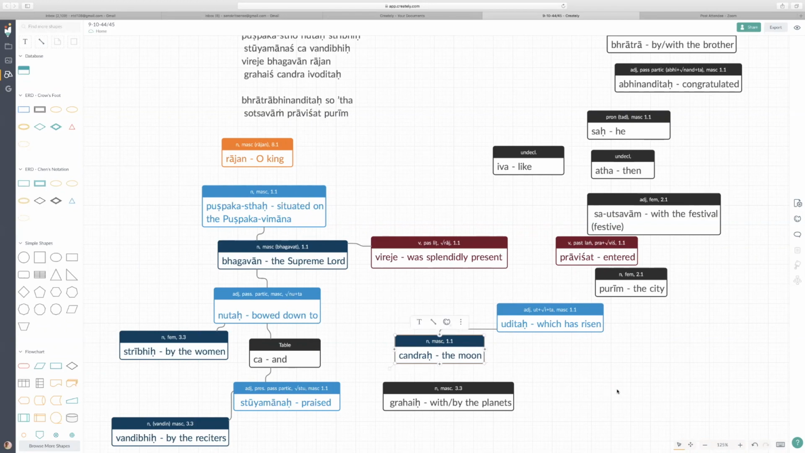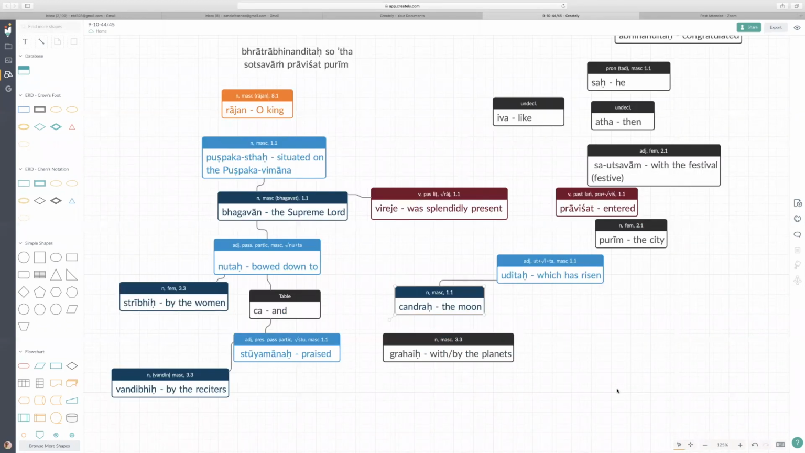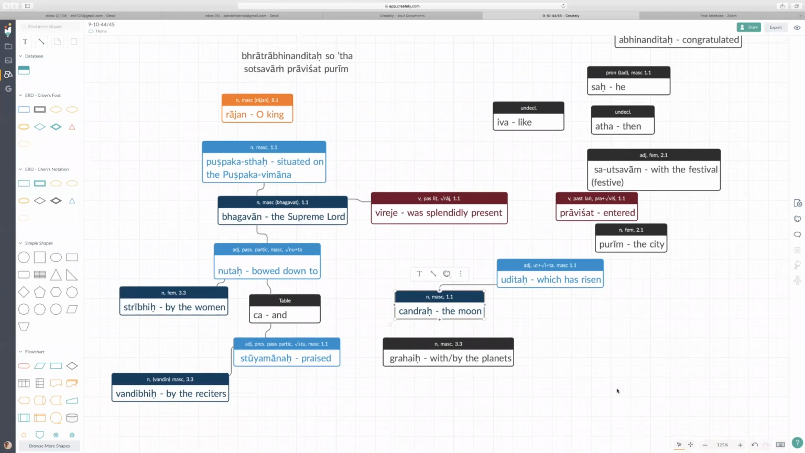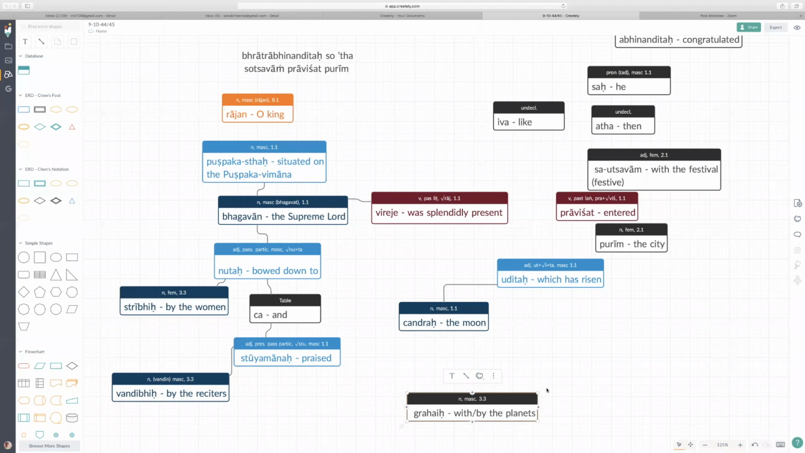And what is the verb then? Of course, if you like, there could be another take on it. Stuyamana and Nutaha, yeah? That can be done. We could imply the Nutaha and Stuyamanaha, and the analogy would be like, as Bhagavan was bowed down to and praised by the reciters and women, similarly the moon that has risen is kind of bowed down to, or worshipped and praised by the planets, figuratively. Yeah, this is one thing.